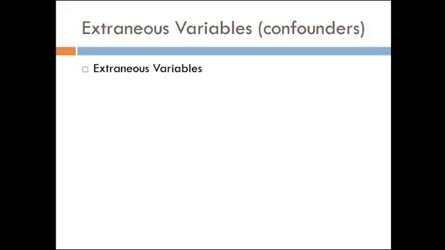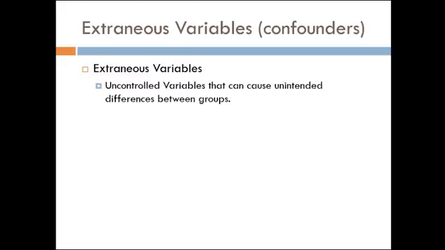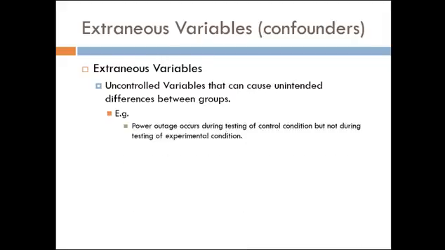So let's talk about these nuisance variables that we call extraneous variables. Any uncontrolled variable that can cause unintended differences between groups would be an extraneous variable. So it could be things like a power outage that occurs during the testing of the control condition, but not during the testing of the experimental condition. I actually had this happen in my research back in the olden days. We used slide projectors instead of having a computer to present lists of items one by one. And periodically the light bulb in my slide projector would blow out, and I'd have to dismiss my participant who was sitting there doing the experiment until the light went out.